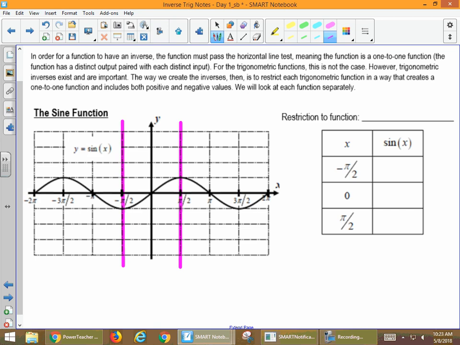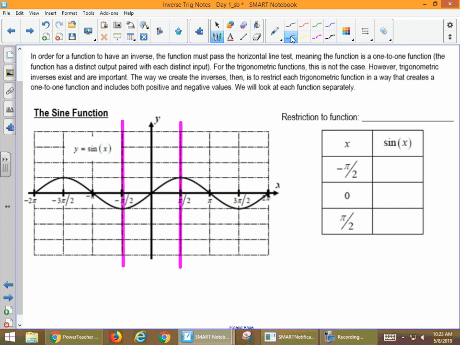You are going to be asked to graph the inverse on your quiz. I'm going to say that again so everybody hears me. You are going to be asked to graph the inverse on your quiz. It's kind of tricky if you don't know how to do it. So I always start with this table.